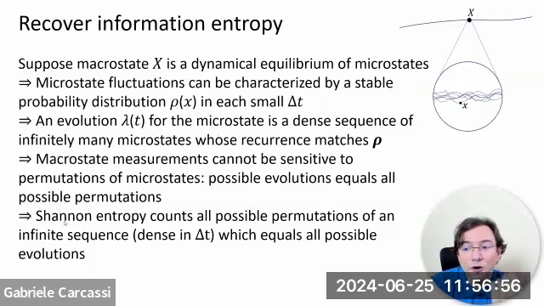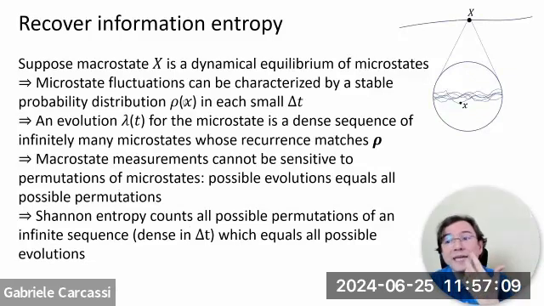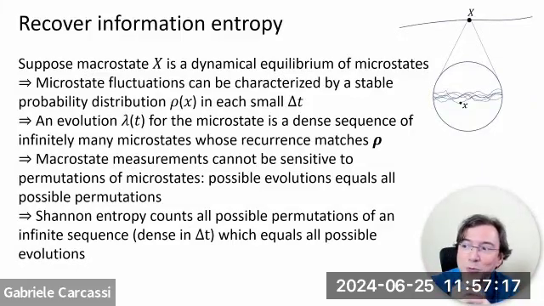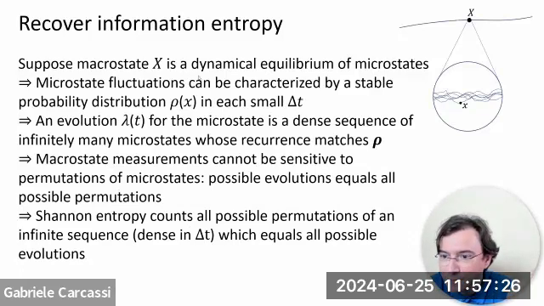And as we saw before, the Shannon entropy counts all the possible permutations of an infinite sequence. And so it's counting all the possible fluctuations that the system would have that are consistent with the distribution of them. And so we can recover from our idea of process entropy, the logarithm of the count of the evolutions. Here we would have the logarithm of the count of fluctuations, and we recover the Shannon entropy as the thermodynamic entropy. So that works.